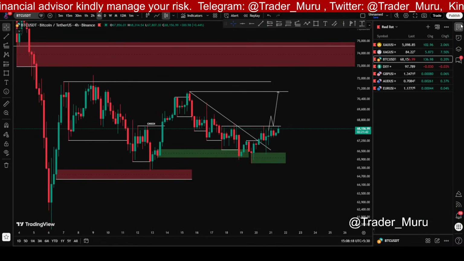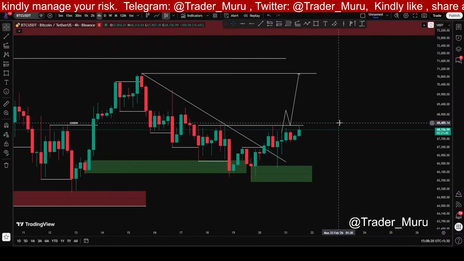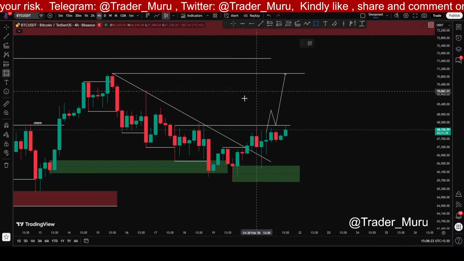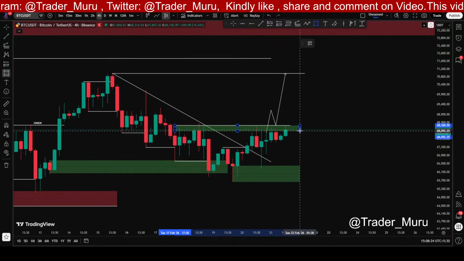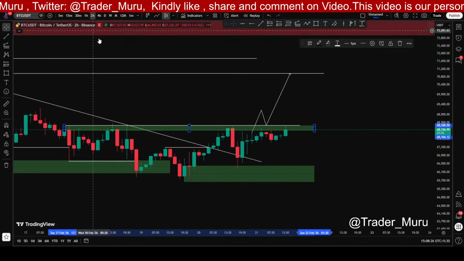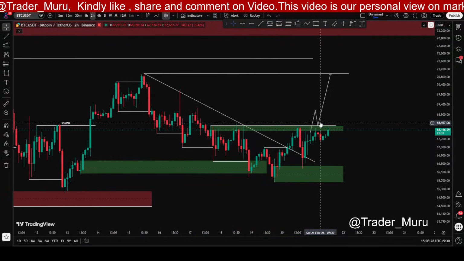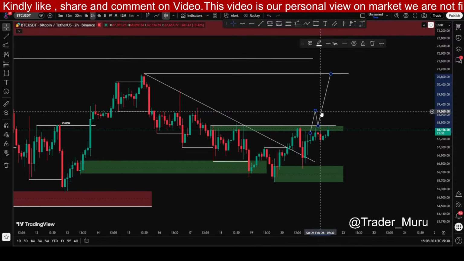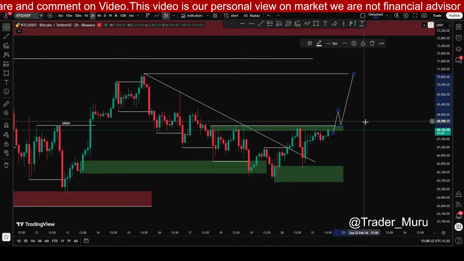BTC is bullish. It just needs a breakout above this resistance here. Above this resistance, on retest, you can buy.